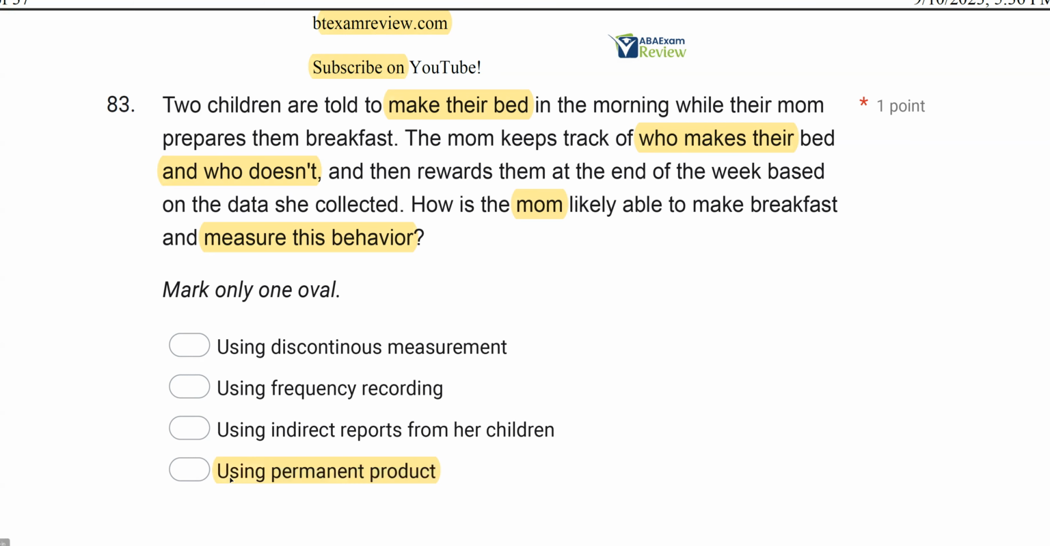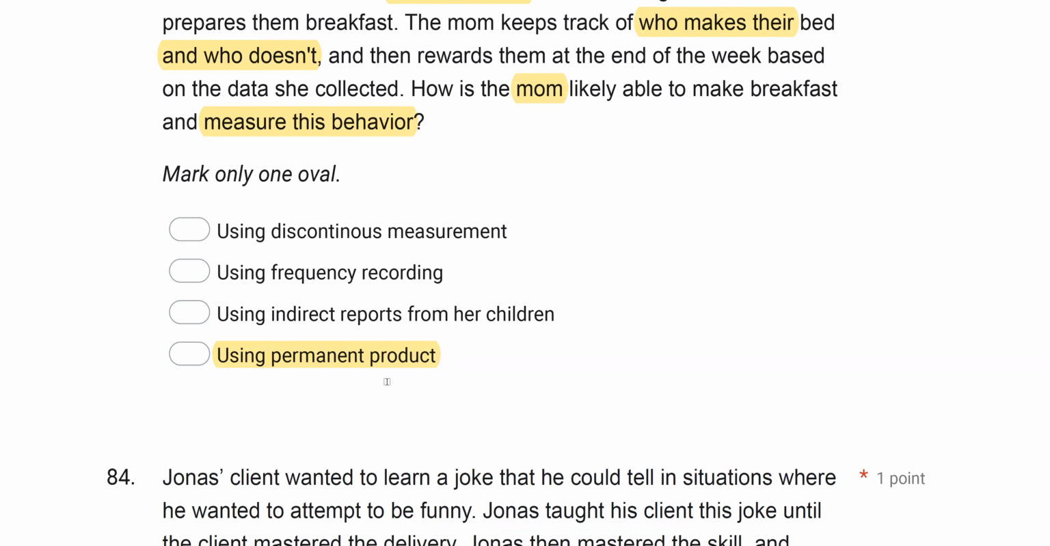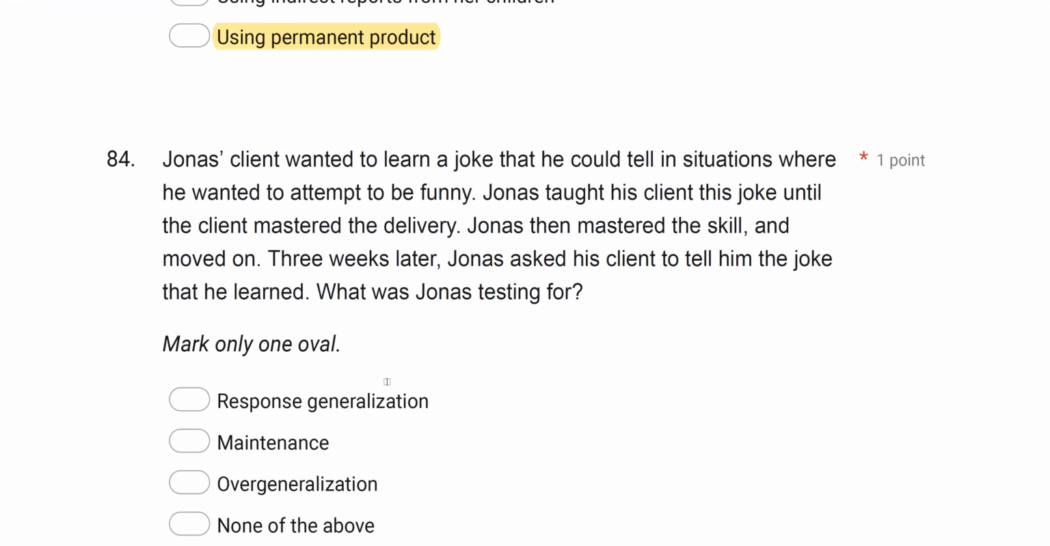And permanent product is great in this situation where you don't necessarily need to measure the behavior. You're really just worried about the outcome. And the mom's just worried about the outcome. She just needs to know, is the bed made? Is it not? So how is the mom likely able to make breakfast and measure the behavior? Well, D, permanent product.